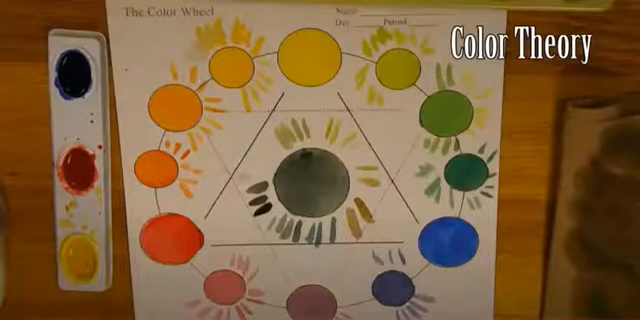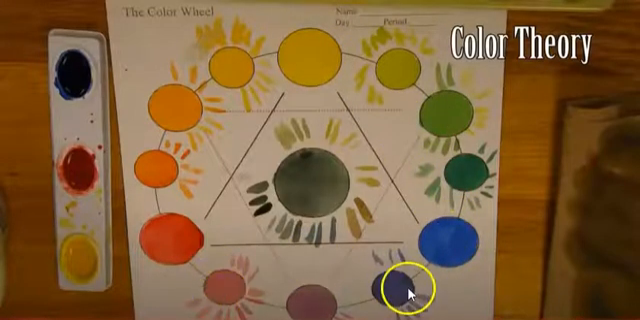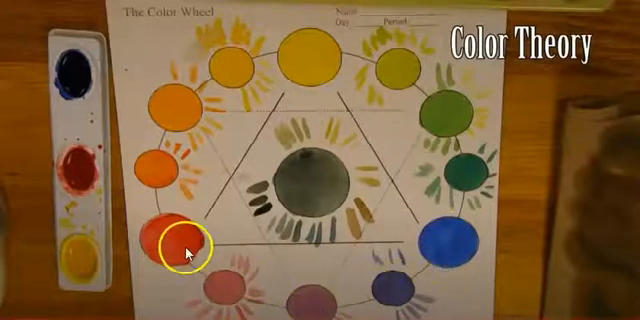So how do we know what makes what? All of the oranges are between the red and the yellow. They're made by red and yellow. All of the greens are in between the blue and the yellow. They're made from blue and yellow. And all of the violets are made between the blue and the red.